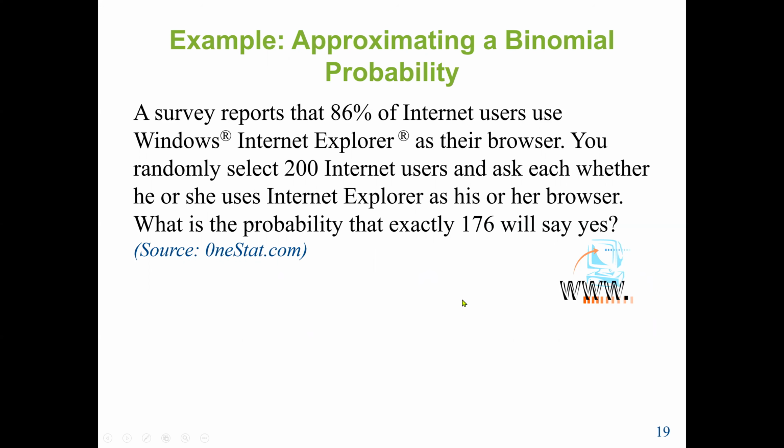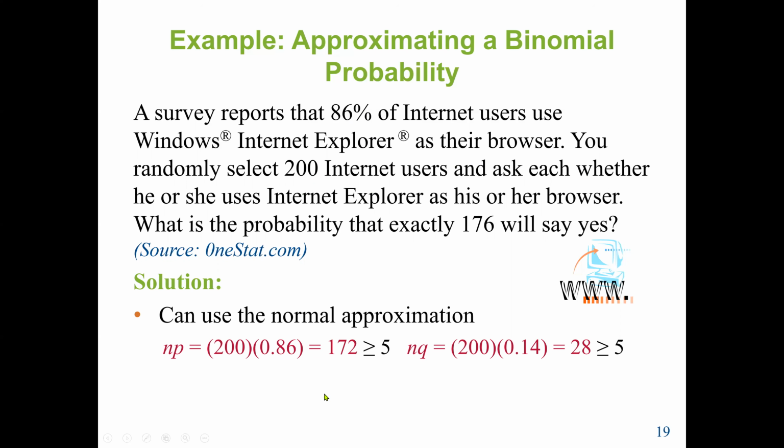So this is binomial. But can we approximate a binomial probability using normal probability? Now, let's check. First, the condition: np should be greater than or equal to 5, nq should be greater than or equal to 5. The survey reports that 86% of internet users use Internet Explorer, and you randomly select 200. So n is 200, p is 86%, which is 0.86, so q will be 0.14.